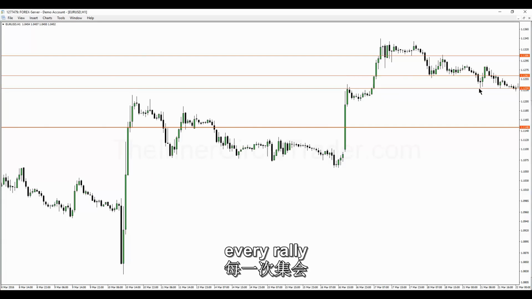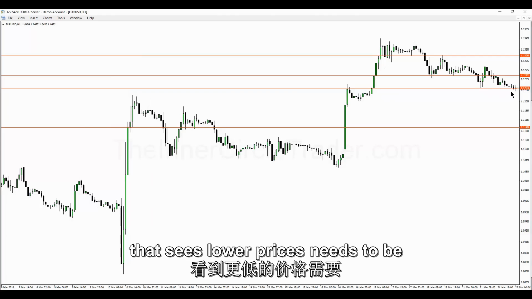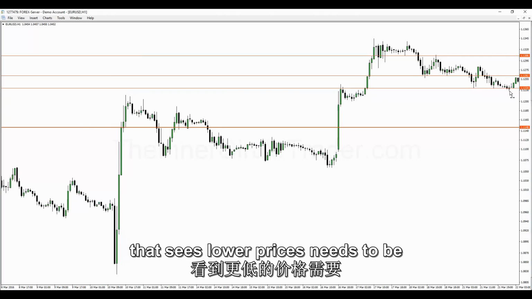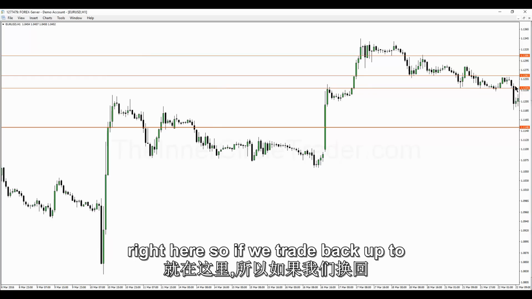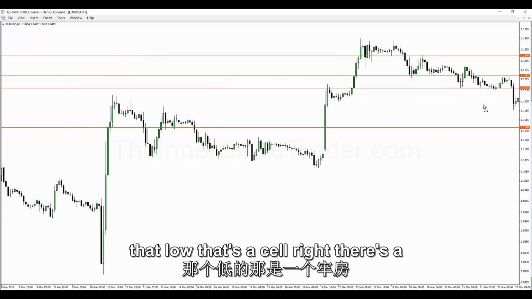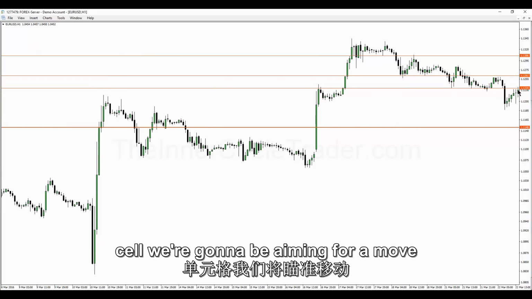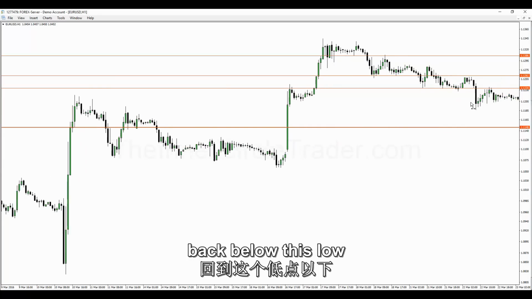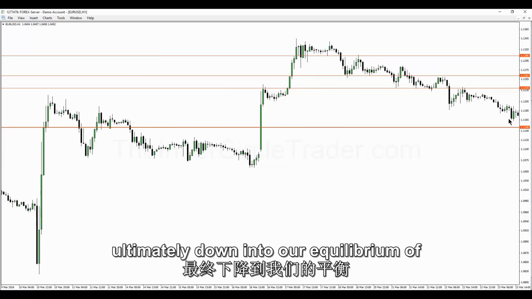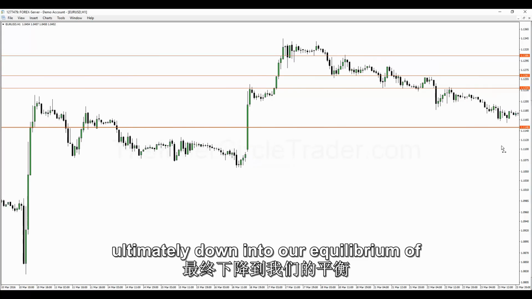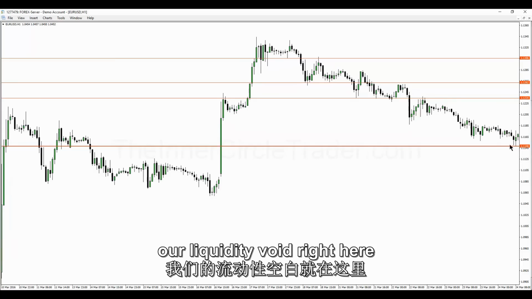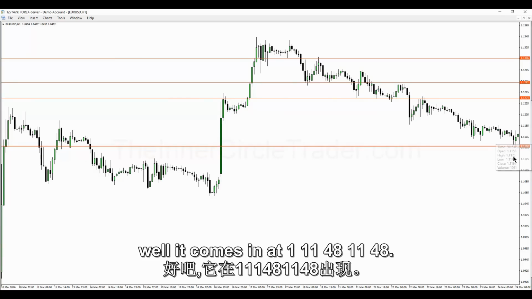Every rally that sees lower prices needs to be mitigated right here. So if we trade back up to that low, that's a sell. Right there is a sell. We're going to be aiming for a move back below this low, ultimately down into the equilibrium of our liquidity void right here. Low comes in at 111.48.